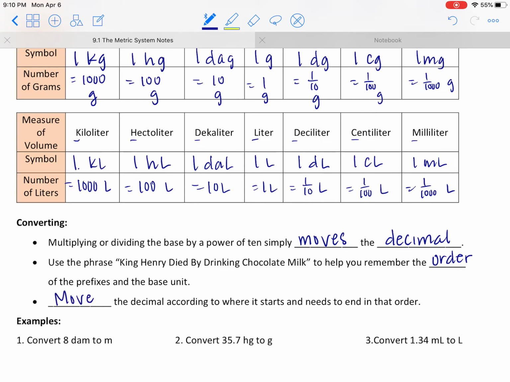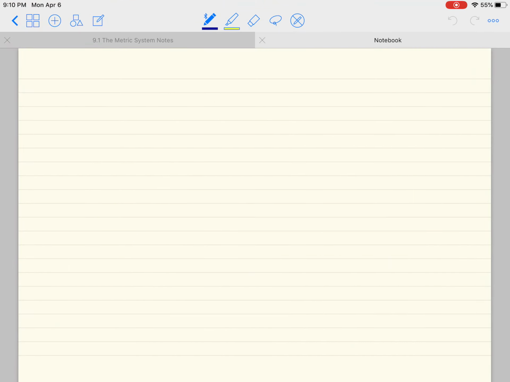And if we can remember that, we can use that order to determine how to convert, let's say, 8 decameters to meters. Okay? What we're going to do is move the decimal according to where it starts and needs to end in that order of the base unit. So I'm going to try to show you what I'm talking about. Let me go back to my scratch paper for a second, and then this will be really simple.